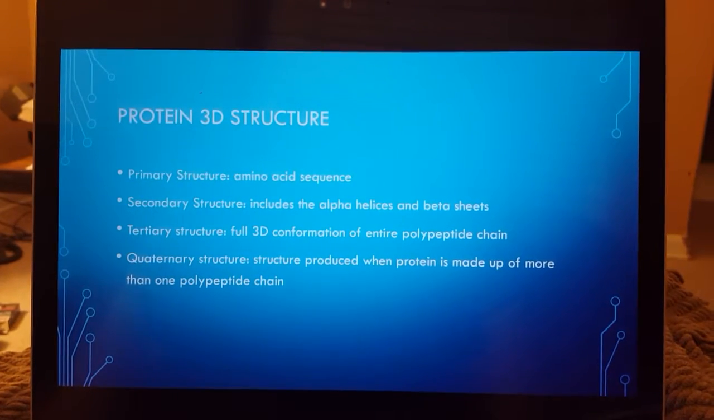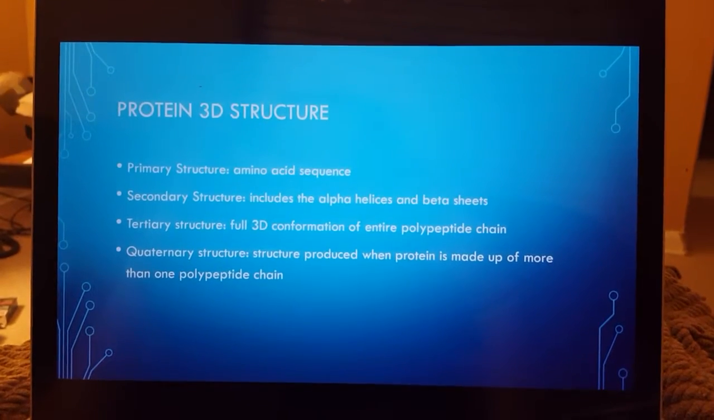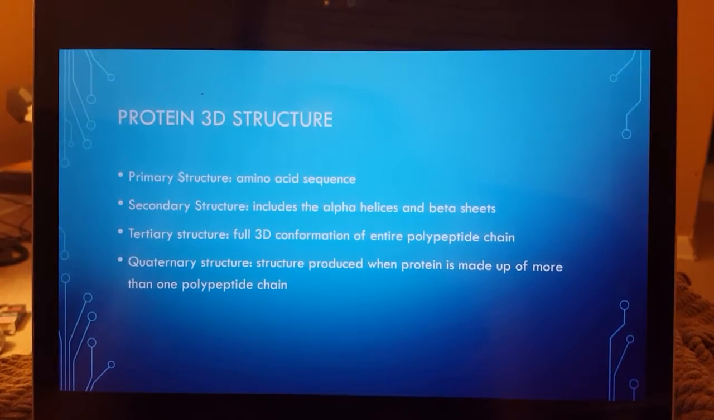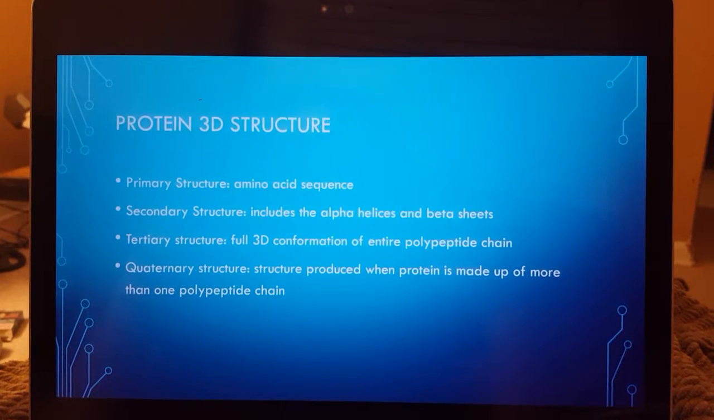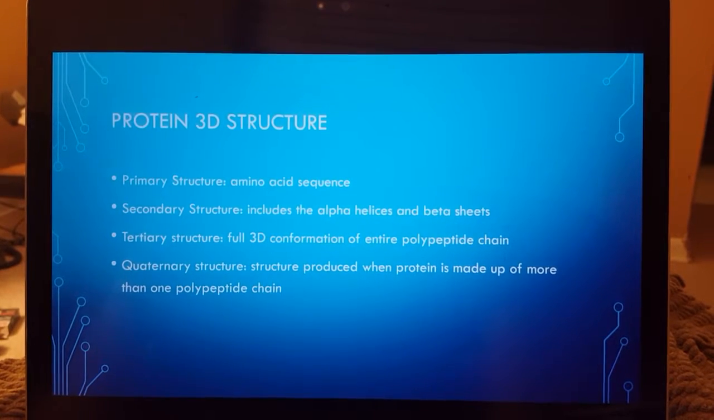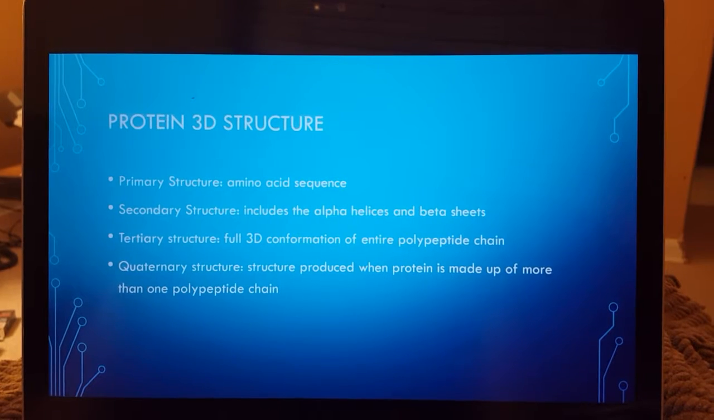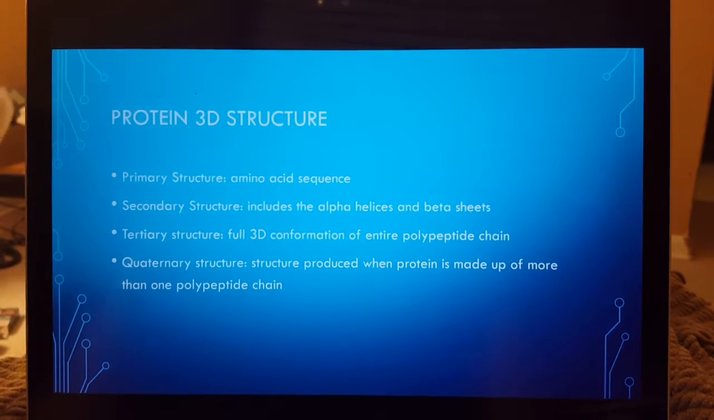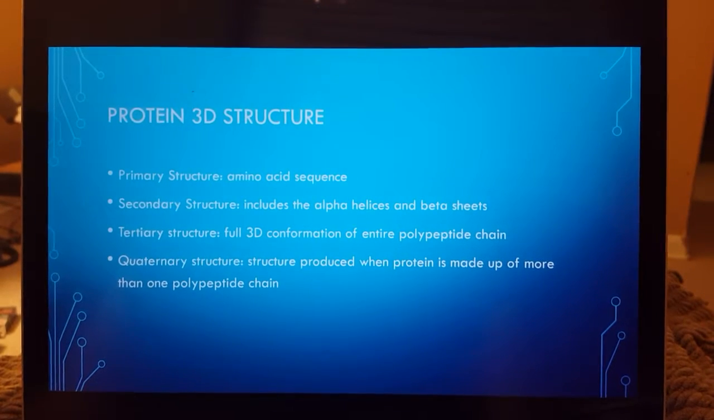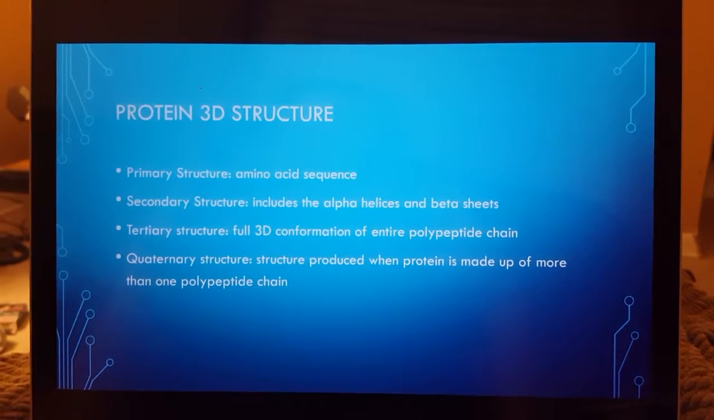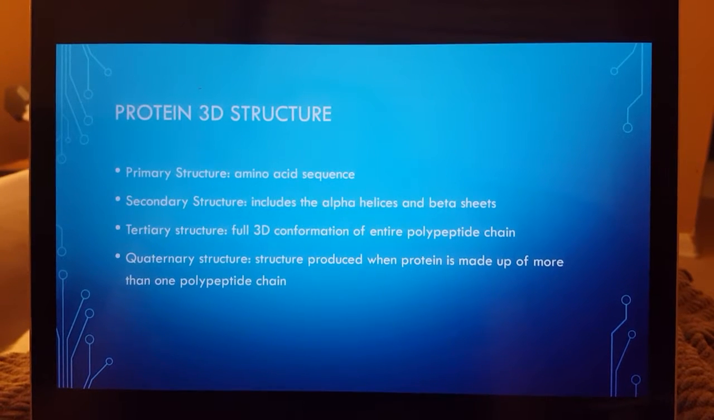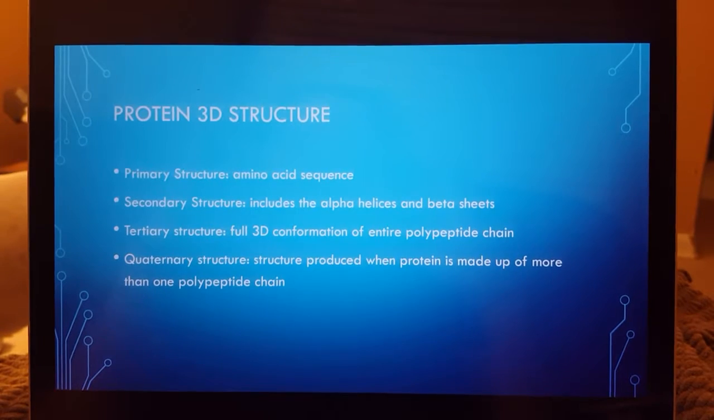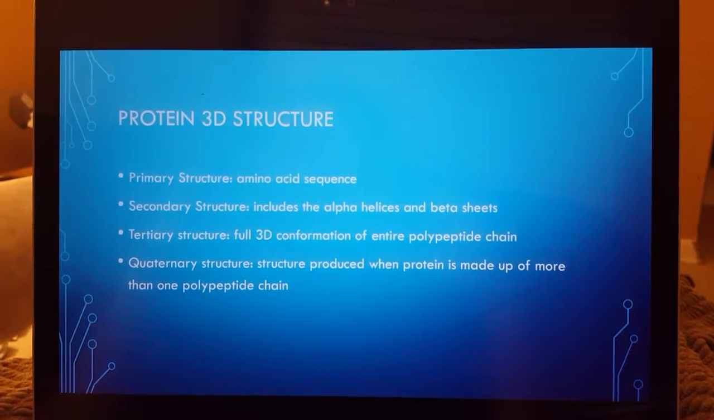Proteins have a 3D structure, and there are 4 levels of protein structure. You have your primary structure, which is the amino acid sequence of the protein. You also have your secondary structure, which includes the alpha helices and the beta sheets. Then you have your tertiary structure, which is the full 3D conformation of the entire polypeptide chain, including the alpha helices and beta sheets. Then you have your quaternary structure, which is only present when the protein is made up of more than one polypeptide chain.